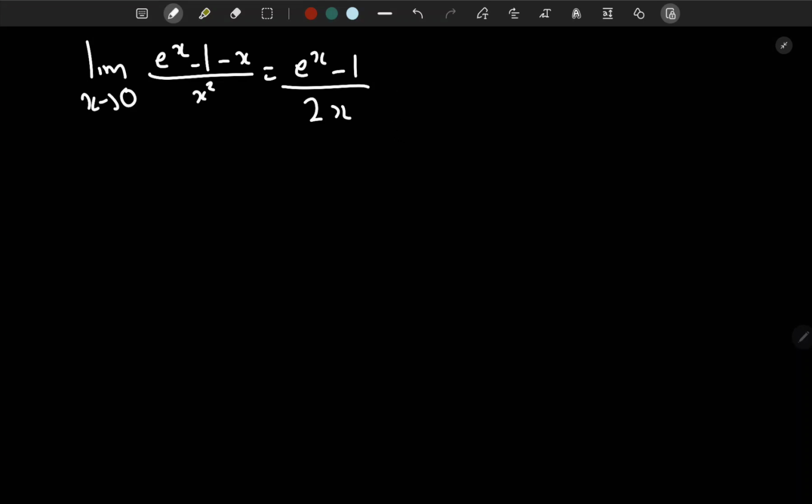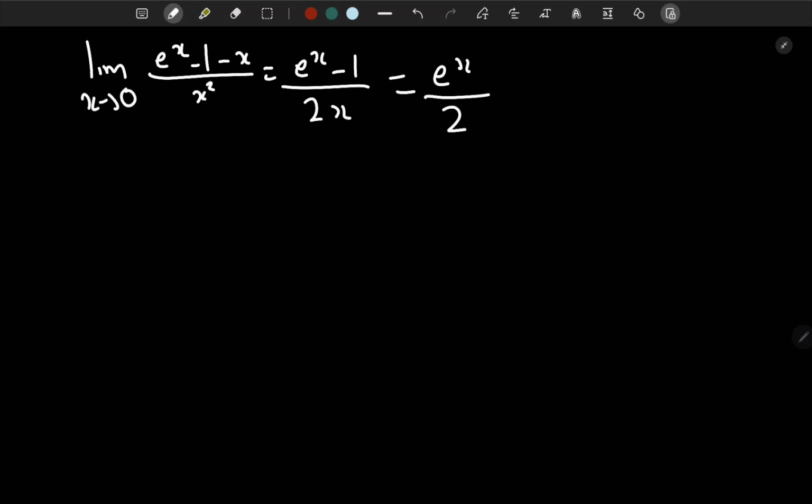So again here we are going to differentiate the numerator and then the denominator. So we will get the derivative of e to the power of x here is simply e to the power of x, minus 1 is going to be 0 since it's a constant, over 2.